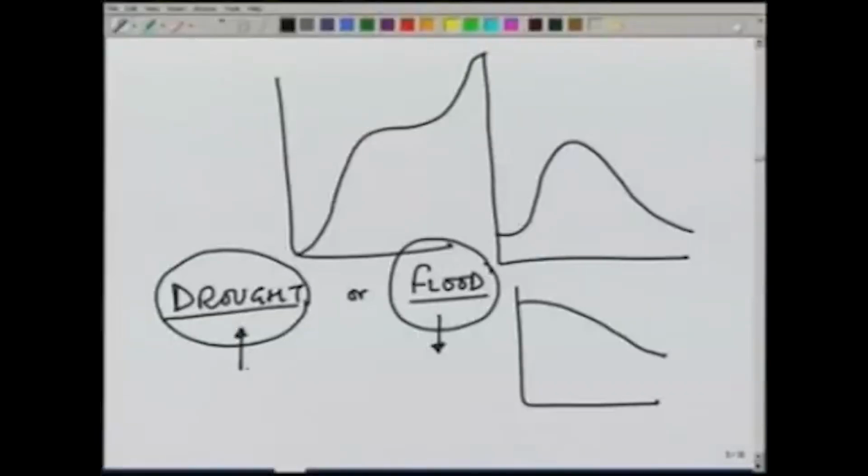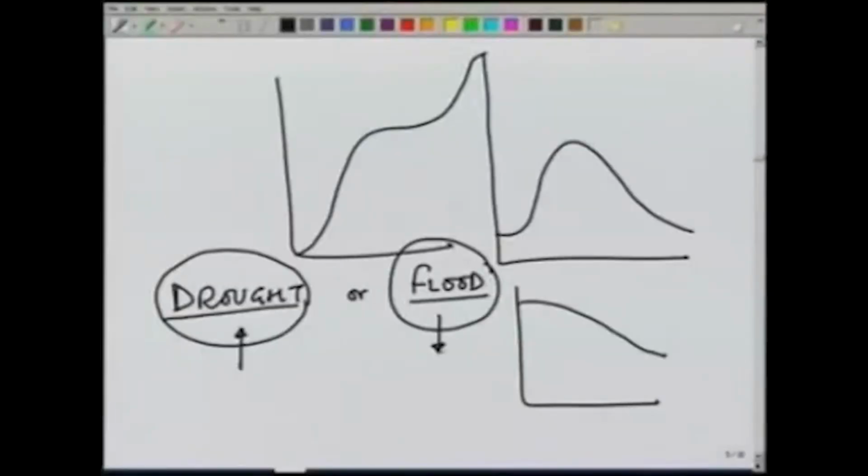So, if there is a drought condition, we must be able to find out what the deficit is, and we should be able to account for it. We should be able to carry water from some other place to the place where there is a drought. Similarly, for flood, we need to be able to devise flood control measures.